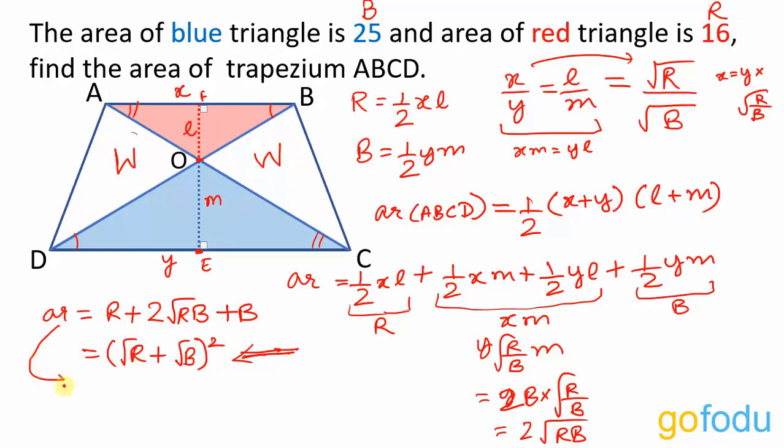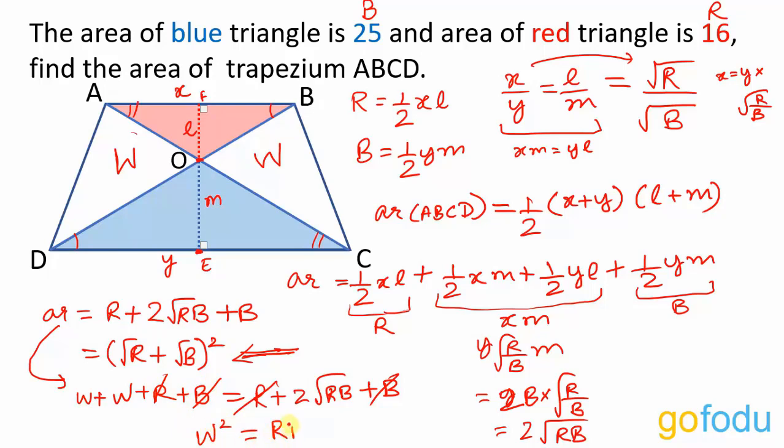So in this equation, I can write the area of trapezium as W plus W, the sum of these white areas, plus this red area plus this blue area, R plus B. This will be equal to R plus 2 times root of RB plus B. R and B will get cancelled from both sides. 2W will give us 2 times root of RB, the 2s will get cancelled, and if I square both sides, I'll get W square is equal to RB. One more important result that you can keep in mind. So this was the first result and this is the second result.